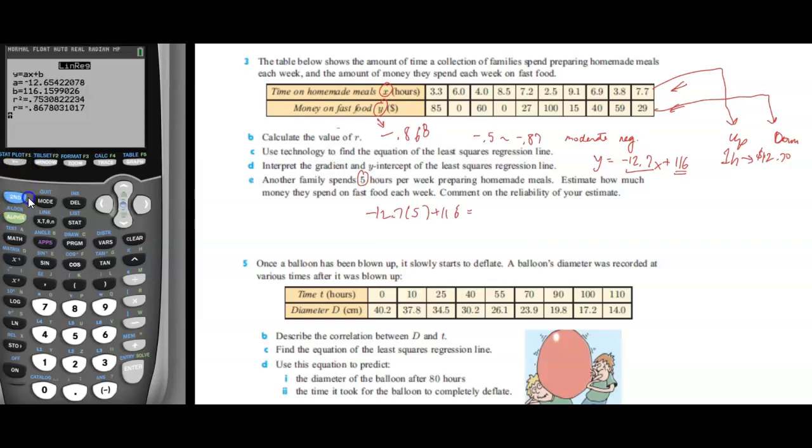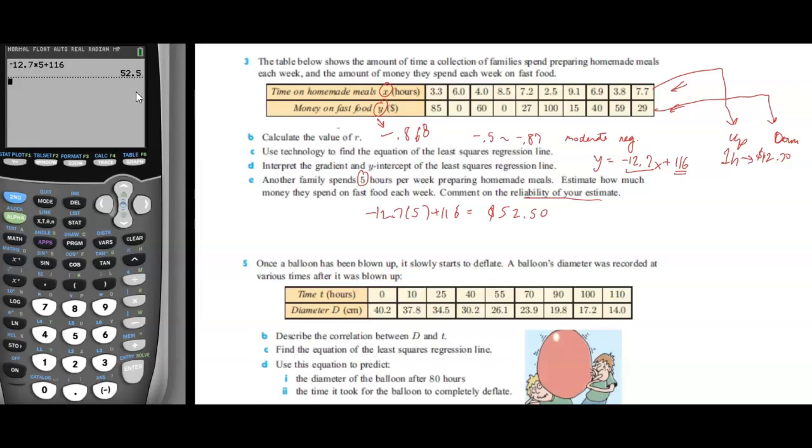We're going to use the calculator, and then we're just going to do negative 12.7 times 5 plus 116. And we're going to see that for somebody who spends 5 hours per week preparing homemade meals, they're going to spend $52.50 on fast food each week. Okay, comment on the reliability of your estimate.